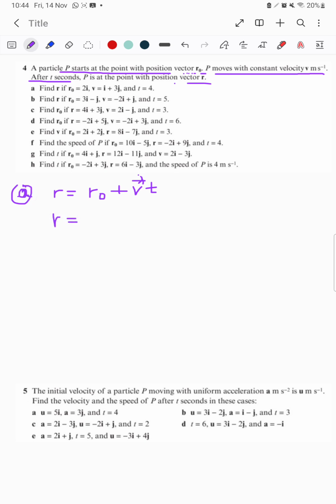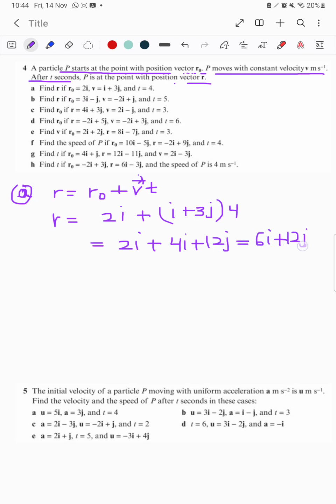So r is equal to r0, which is 2i, plus v, which is given as i plus 3j, and this is for 4 seconds. So this is 2i plus 4i plus 12j, which is equal to 6i plus 12j. This is the answer for question 4a. Now what has been asked here is only the r, so we have found that. Another second question is also the same thing.